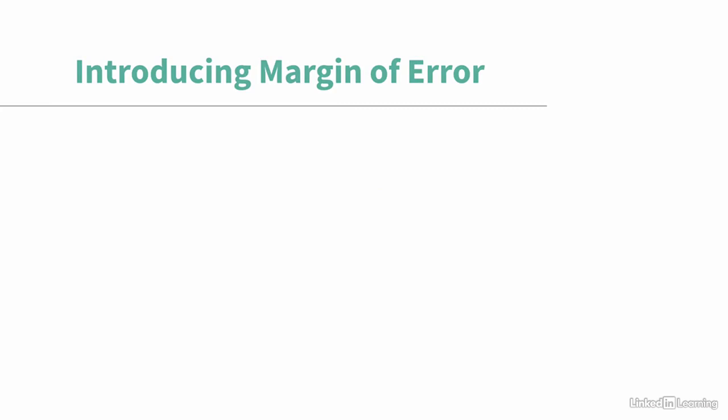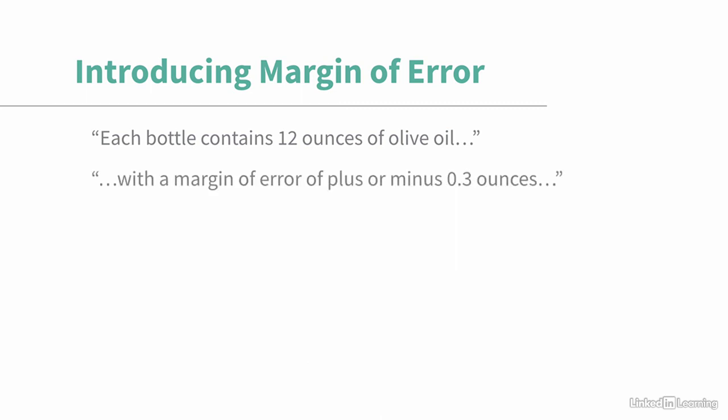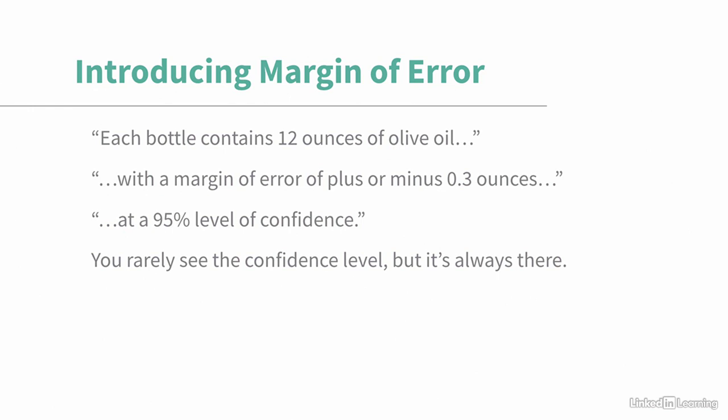So what is margin of error? Well, let's say that each bottle contains 12 ounces of olive oil with a margin of error of plus or minus 0.3 ounces at a 95% level of confidence. So you want to be 95% confident that the true margin of error is plus or minus 0.3 ounces based on the mean of 12. You rarely see the confidence level stated explicitly in political polls or in business analysis, but it is always there, and it is useful information.